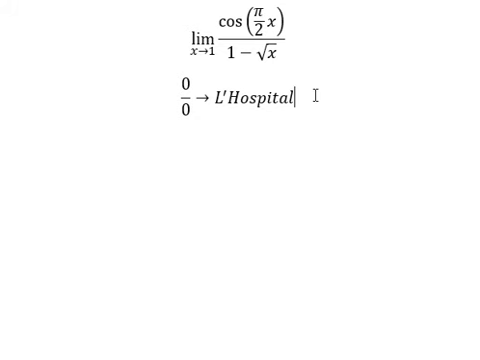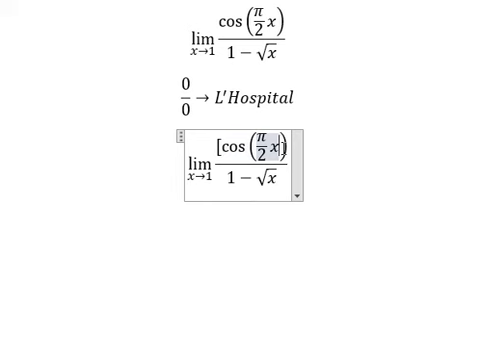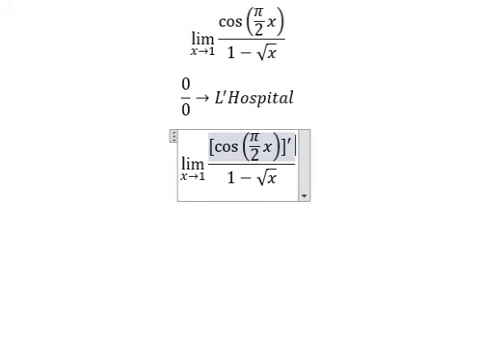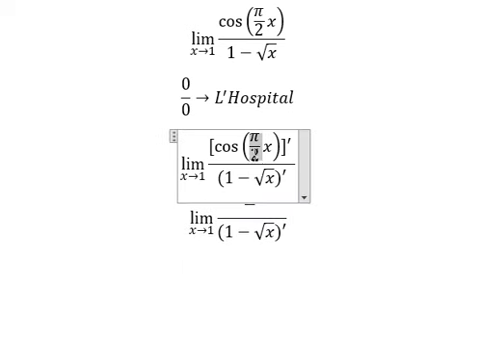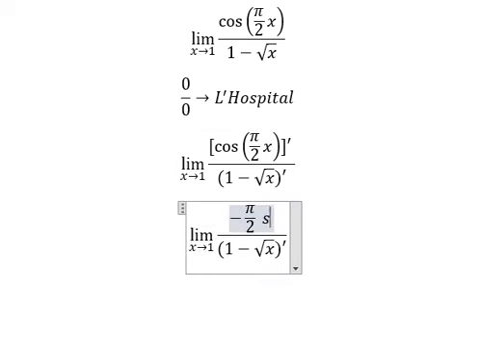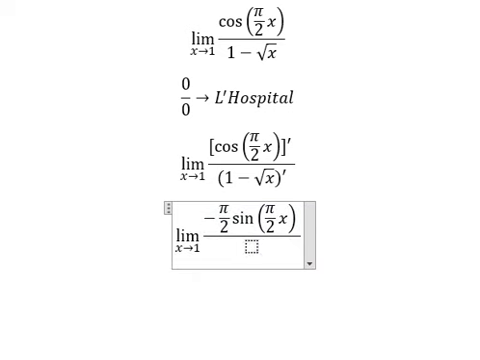That means we can do the first derivative on the numerator and denominator. So the first derivative of this one, you get negative b over 2 sine of b over 2s. The first derivative of this one, we get negative 1 over 2 with the square root of s.